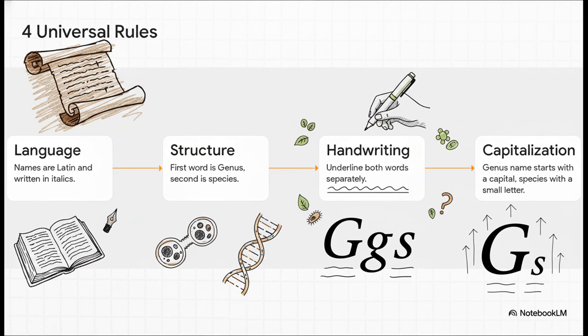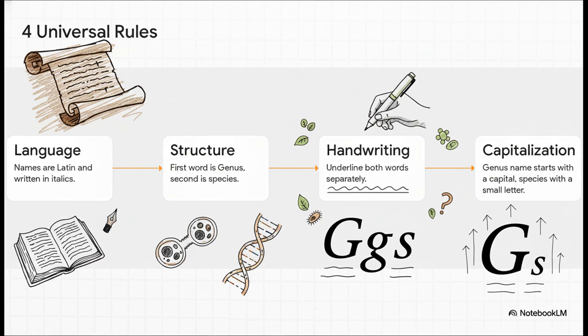Rule number 1, the names are always in Latin, and when you type them, they're in italics. Rule 2, it's always a 2-part name. The first word is the genus, the second is the species. Rule 3, and this is a classic exam trap, so pay attention. If you're writing it by hand, you have to underline both words, but you underline them separately. Don't just draw one long line.